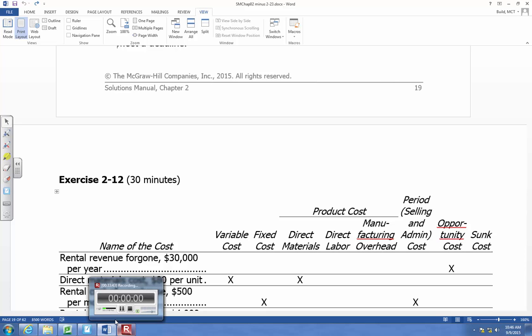And what they want us to do is to go ahead and list the different costs associated with the new product decision down the extreme left, and then put an X under each of the headings that describes that cost to help management take a look at it to make a decision. Now, I know I haven't talked about opportunity or sunk costs, so let me do that really quickly. I'm sure you read about it in the book.